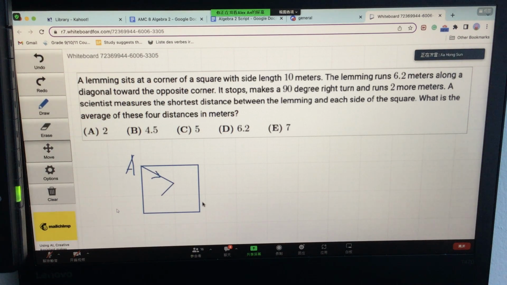So here we'll need to use the Pythagoras theorem that we learned a couple lessons ago. So we know the side length is 10 meters, and they ran 6.2 meters along the diagonal and 2 more meters after turning right. So 6.2 and 2 meters.